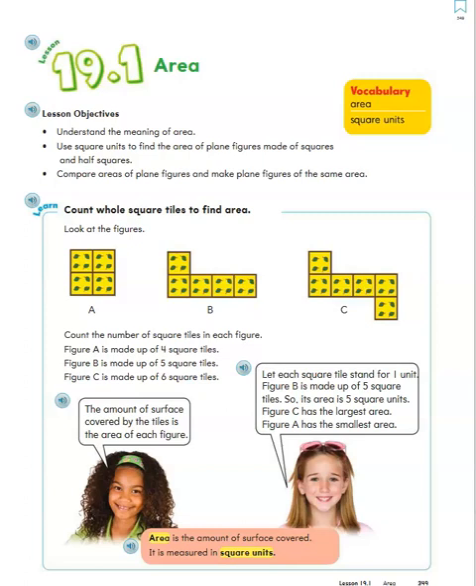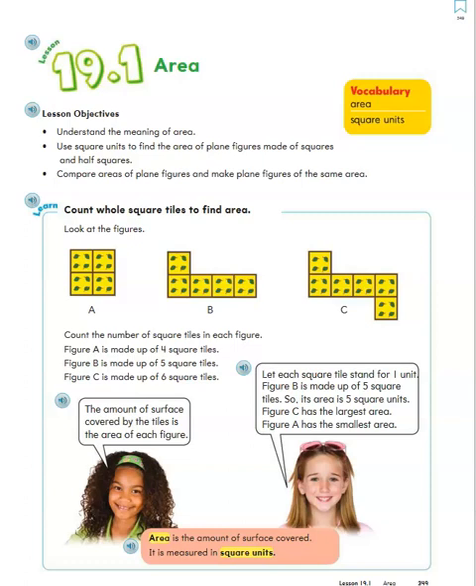Hi, third graders. Welcome to lesson 19.1, all about area. So when we're talking about area, we're talking about the amount of surface covered on a shape. And we measure area in what is called square units.